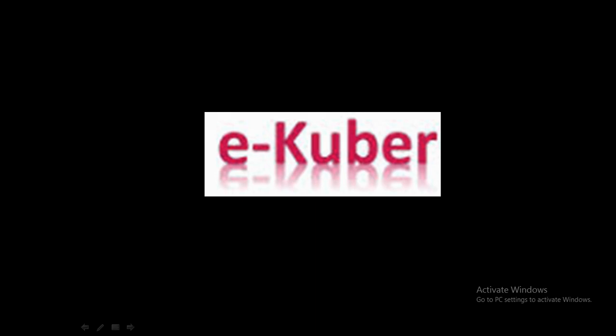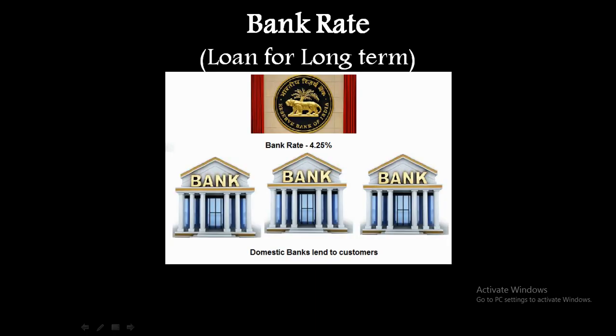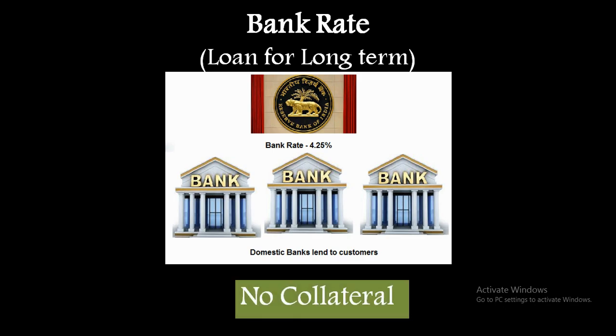Third quantitative method is rates. So coming to bank rate, which is currently 4.25%. It is also known as discount rate. The rate of interest at which long-term loans taken by the bank from RBI against no collateral is known as bank rate. Yes, you heard it right. Against no collateral security, banks get this long-term loan from RBI.